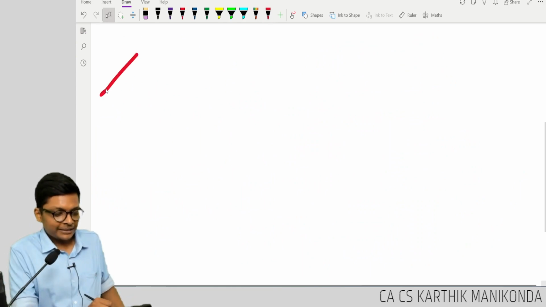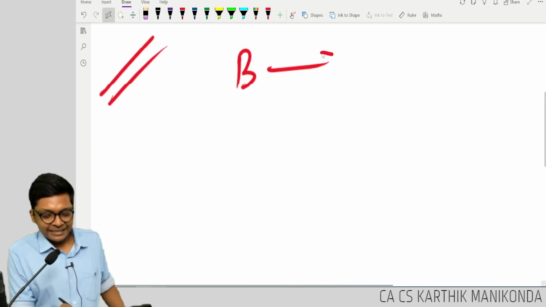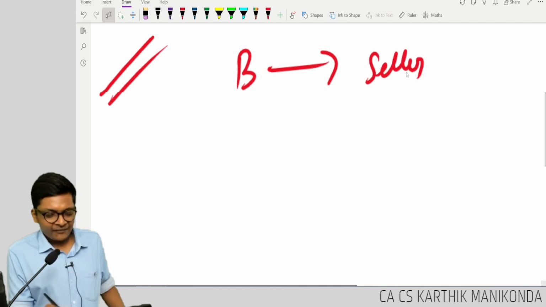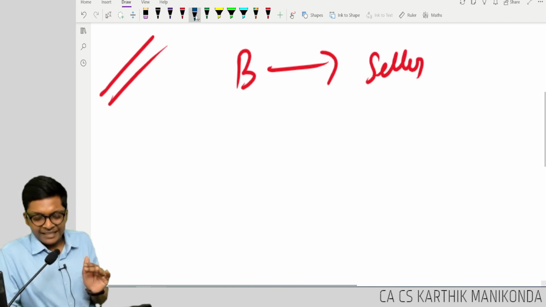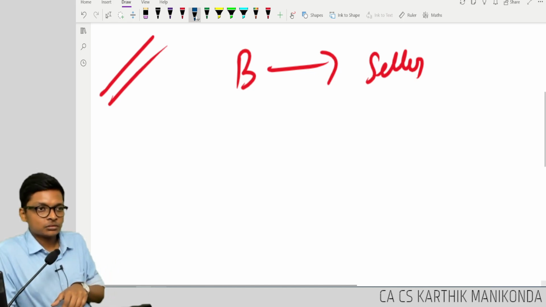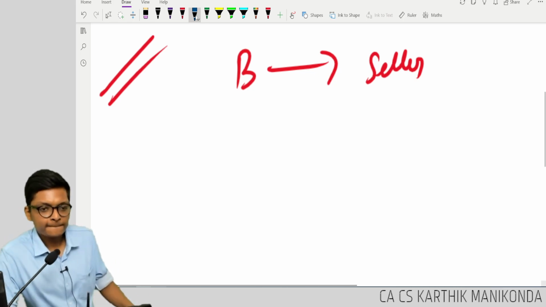Next, buyer's rights against seller. Why? The chapter is called unpaid seller. Why will the buyer have rights against the seller? The chapter is called unpaid seller. Why does the buyer have rights against the seller?